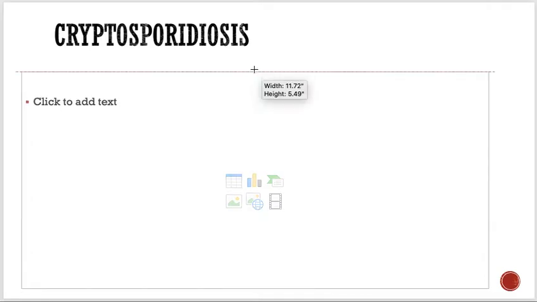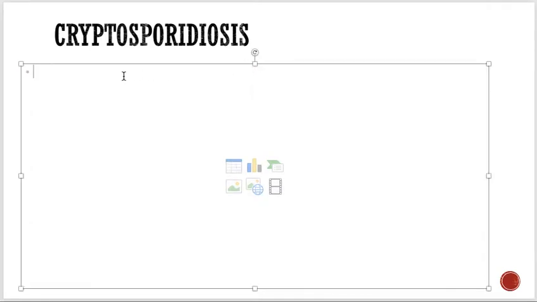Basically, it came into light after the people who were having AIDS, acquired immunodeficiency syndrome, presented with this condition or with this organism. But after that, there was a massive outbreak of waterborne cryptosporidial infections in 1993. So then you can say it came into too much light.